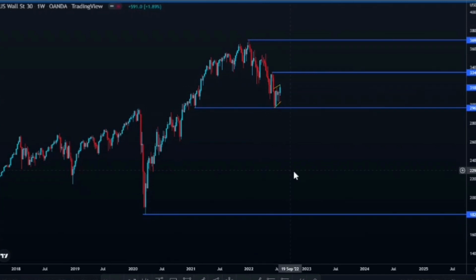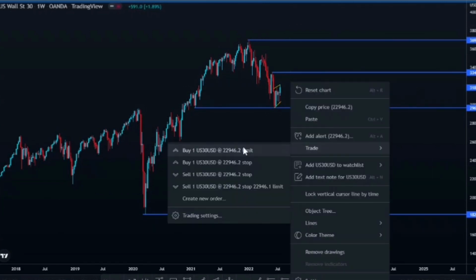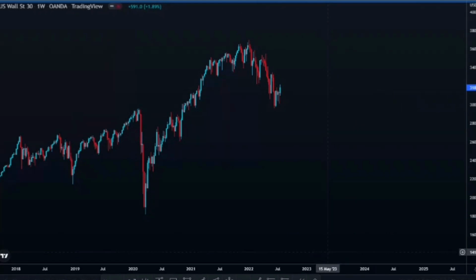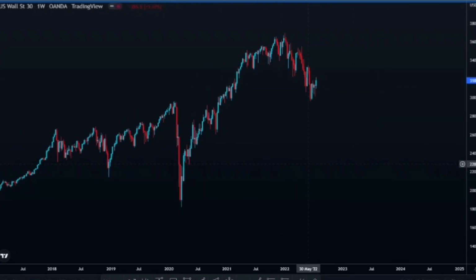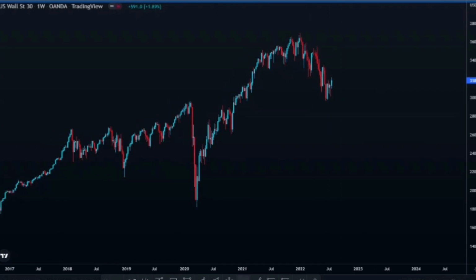First, I'm going to remove almost everything that I have on the chart over here, so that I can start analyzing it with you. I hope you guys understand me.